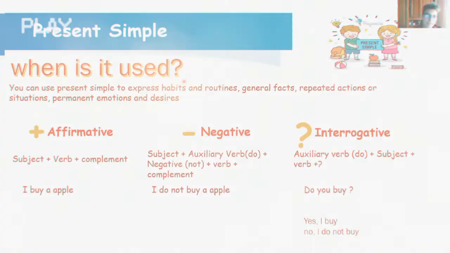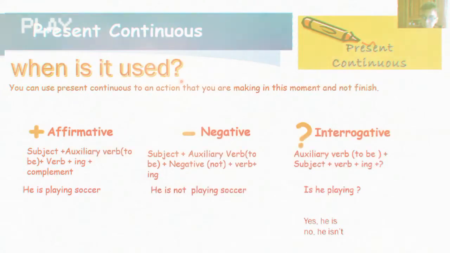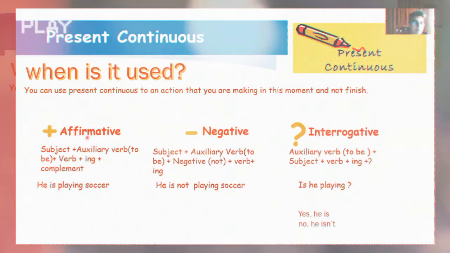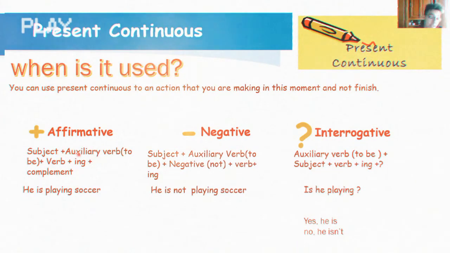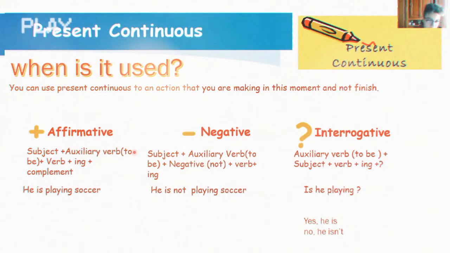Continue with the present continuous. You can use present continuous to speak about an action or a thing that you are doing at this moment and have not finished. For example, he is playing soccer. This is an affirmative sentence, and in the affirmative sentence we have subject, auxiliary verb, that in this case is an important verb, the verb to be, verb with ing, and complement.